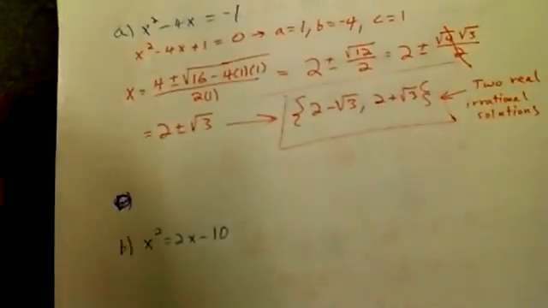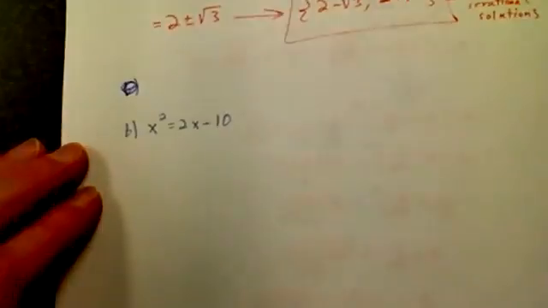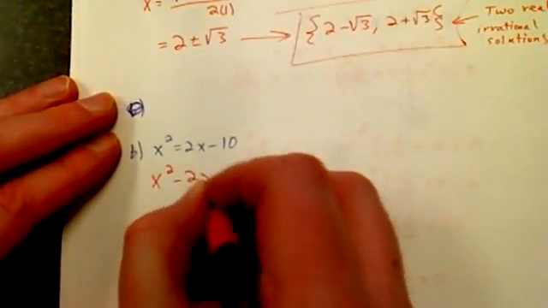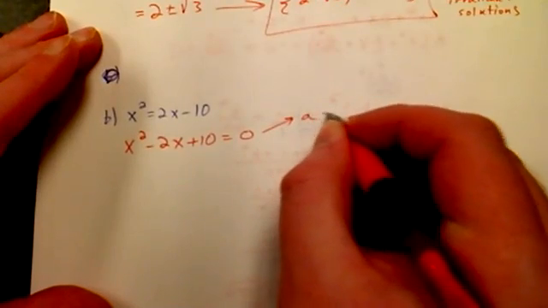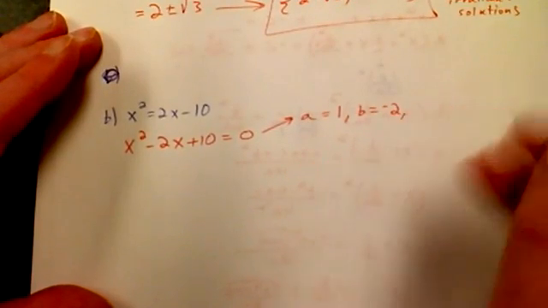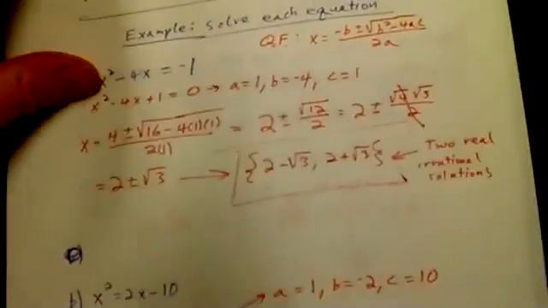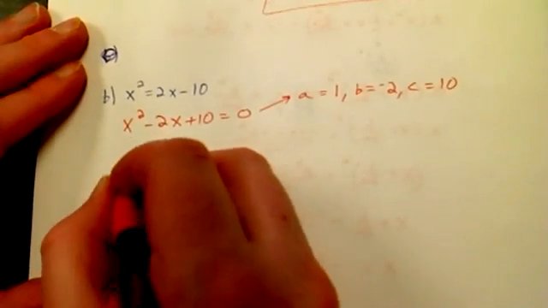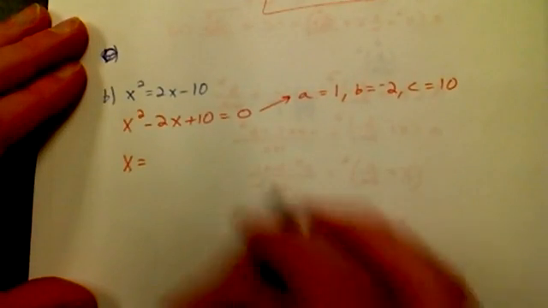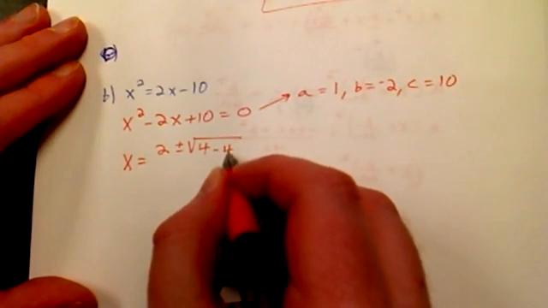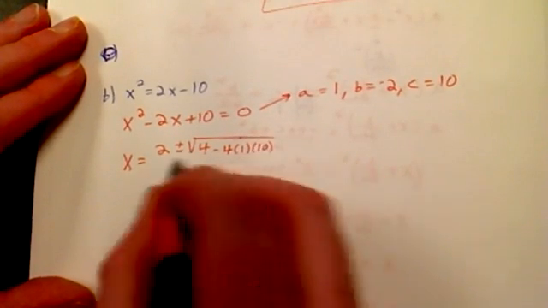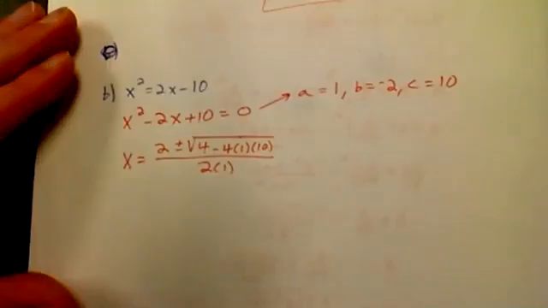Down here, if we look at b, x squared equals 2x minus 10, let's do the same thing. That's probably kind of hard to factor, so I'm going to go ahead and use my quadratic formula. First things first, I'm going to identify a as 1, b is -2, and c is 10. And then I'm going to use my handy-dandy quadratic formula. So if I plug and chug, x is equal to -b, which is 2, plus or minus the square root of b squared minus 4 times a times c, all over 2 times a.